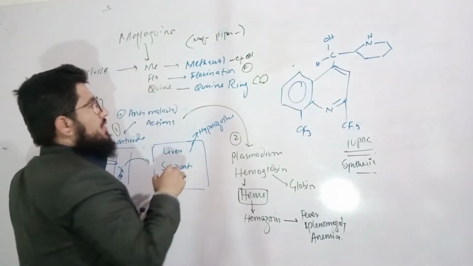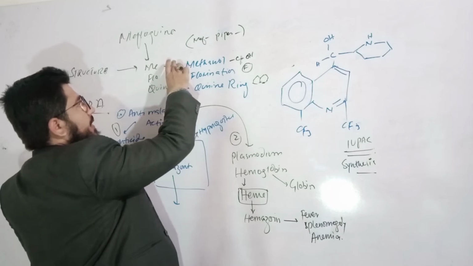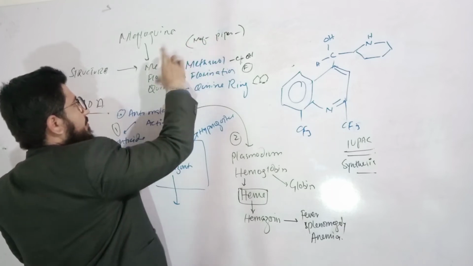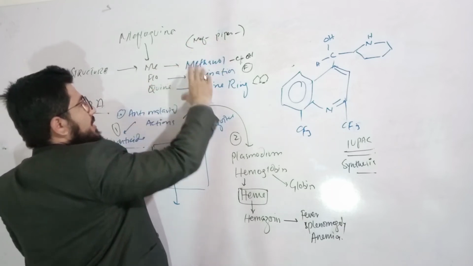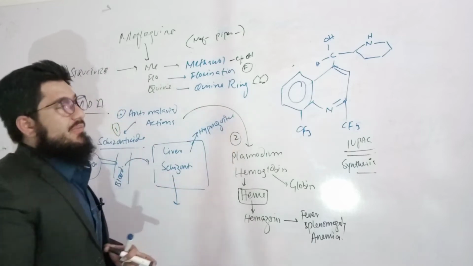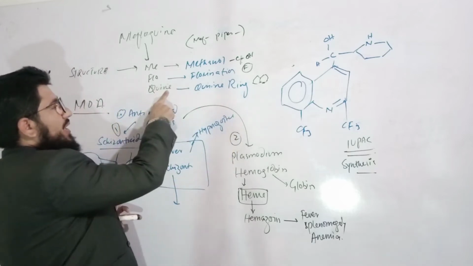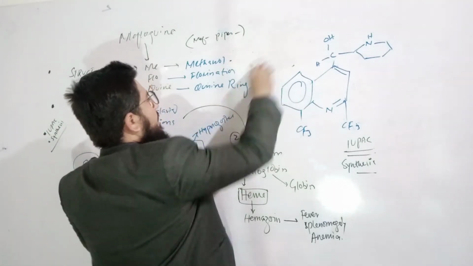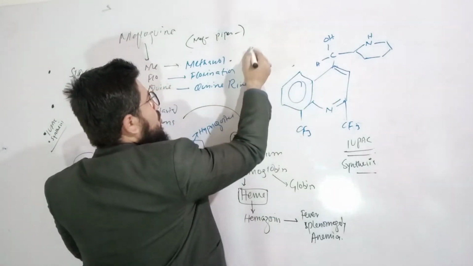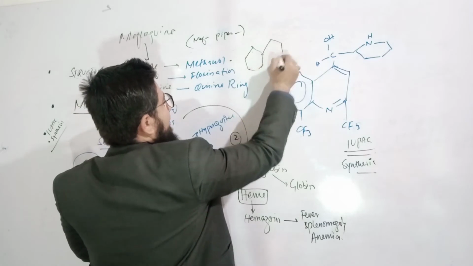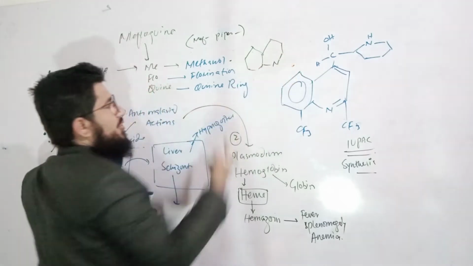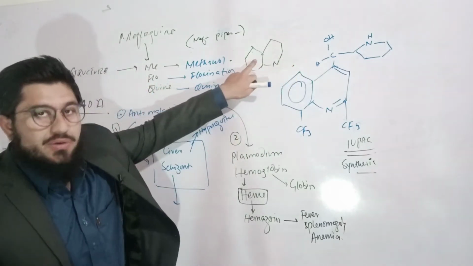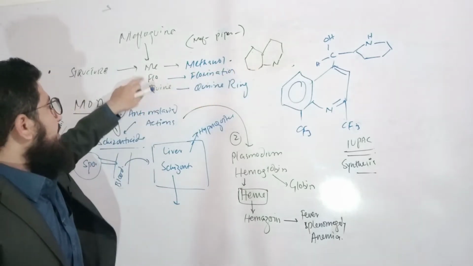So now, from this trick name, just write and draw the structure of mefloquine. How? Quinoline ring, we know the quinoline ring. What is the quinoline ring? Very simple. This is actually the quinoline ring. Two rings attached with a nitrogen heteroatom. This is the quinoline ring. Then go for the fluorination in methanol.